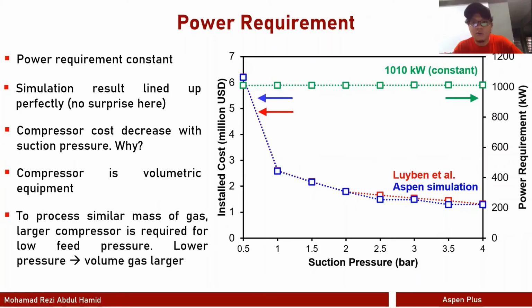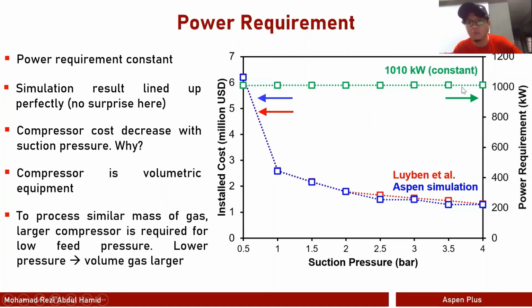As you can see here, when I vary the suction pressure from 0.5 to 4 bar, if you see this green curve, it is constant. It is constant around 10 kilowatt. So what does it mean here? 10 kilowatt on the secondary axis on your right, or on my right. Suction pressure does not affect the power requirement at all.